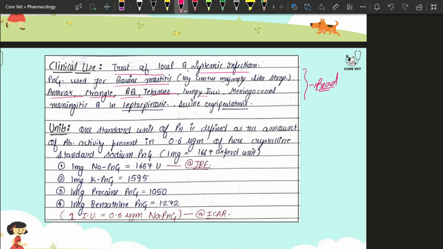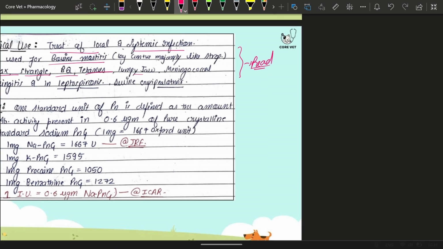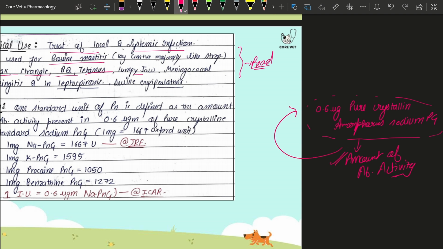Now, there is an important point about the units, because units are asked in the examination. There is a certain unit in which we look at 0.6 microgram of pure crystalline sodium penicillin G. The amount of antibacterial activity that is there in 0.6 microgram of pure crystalline sodium penicillin G is one standard unit of penicillin.